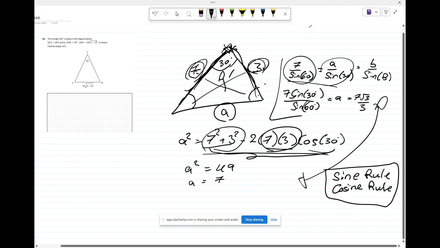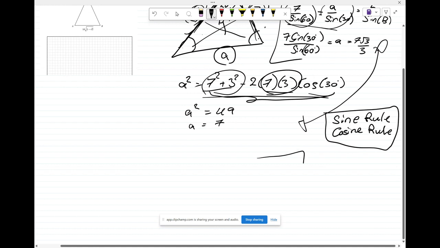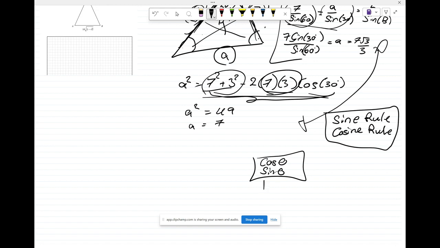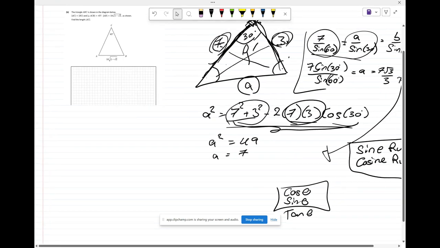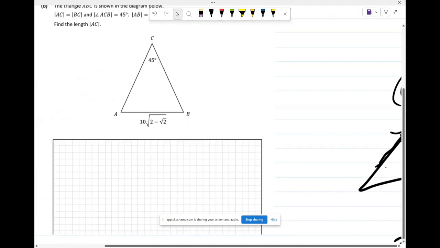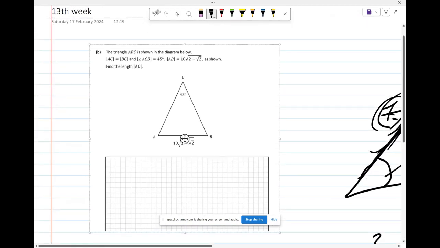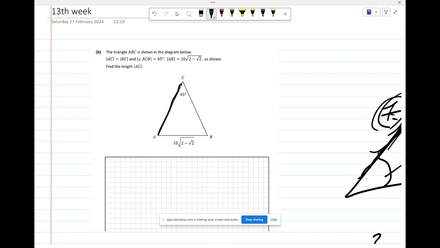Okay, so this is our toolbox for non-right angle triangles, whereas our toolbox for right angle triangles was just cos theta and sine theta, and maybe tan theta if we're thinking outside the box. But okay, so on to how they would ask this in an exam question. So it says the triangle ABC is shown in the diagram below. AC, so this line here, is equal to BC, this line here. Okay, straight away that means this is an isosceles triangle. ACB is equal to 45 degrees, and AB is equal to 10 root 2 minus root 2.